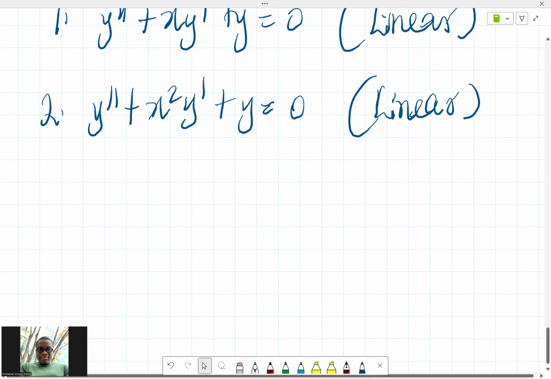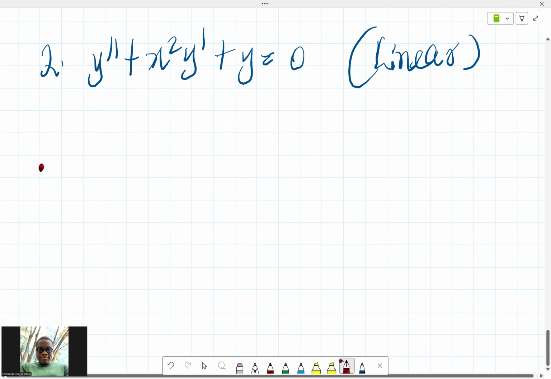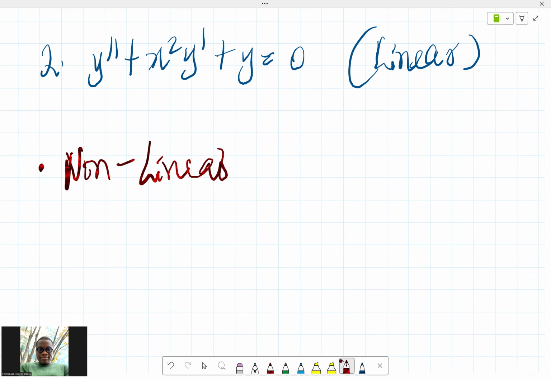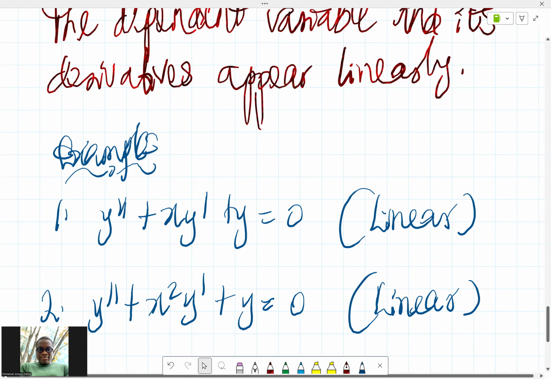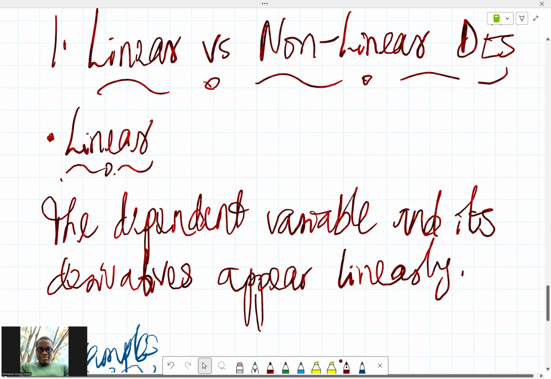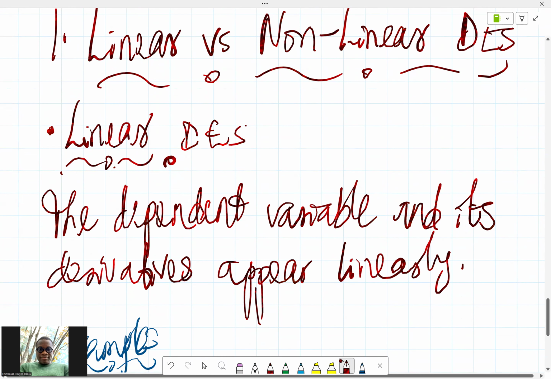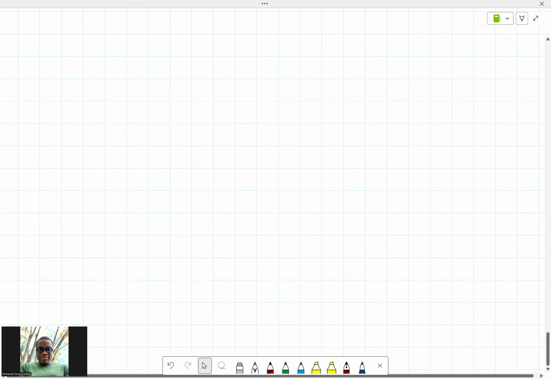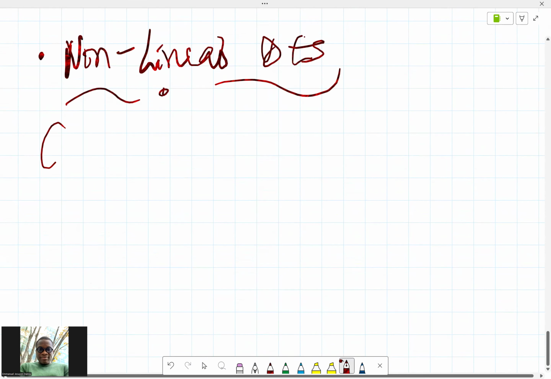Non-linear. So when do you have non-linear differential equations? Non-linear differential equations. Here we've talked about linear differential equations. Now let's talk about non-linear differential equations.